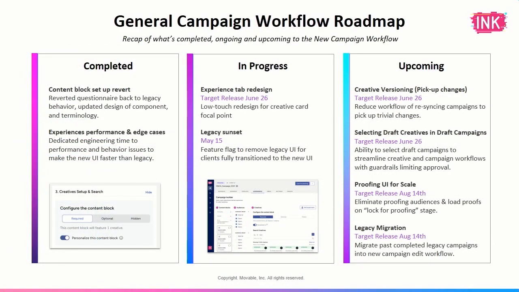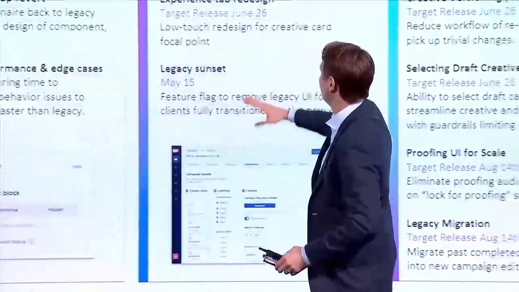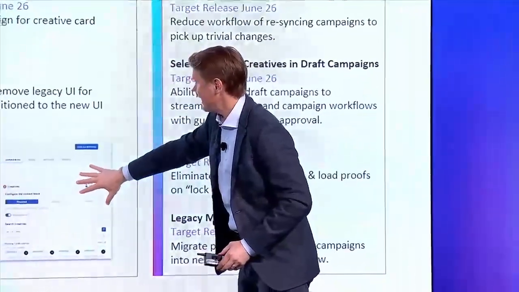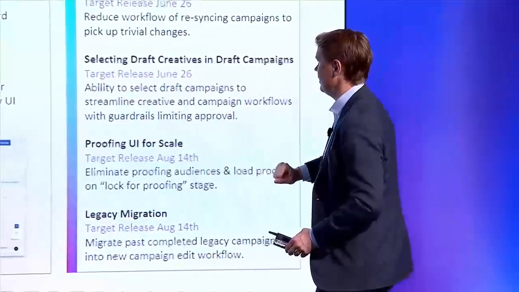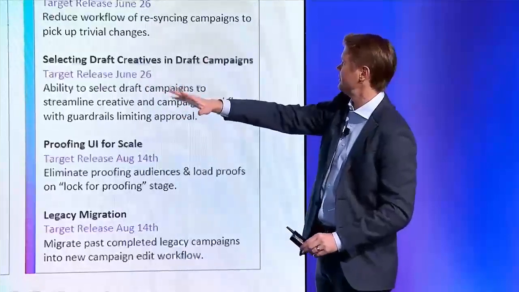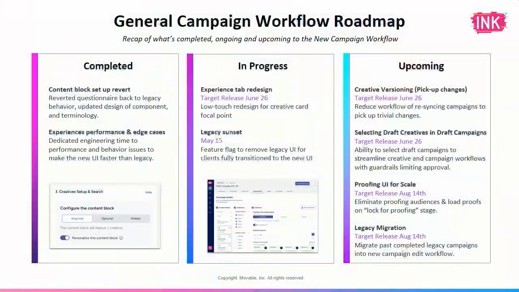So overall, the campaign workflow roadmap, we've completed several things for our customers that they've asked for. In progress on June 26th is this whole new tab design of creating the Experiences tab. We're sunsetting an old legacy user interface, and things like creative versioning, selecting drafts and draft campaigns, proofing at scale, and this idea of this legacy migration.